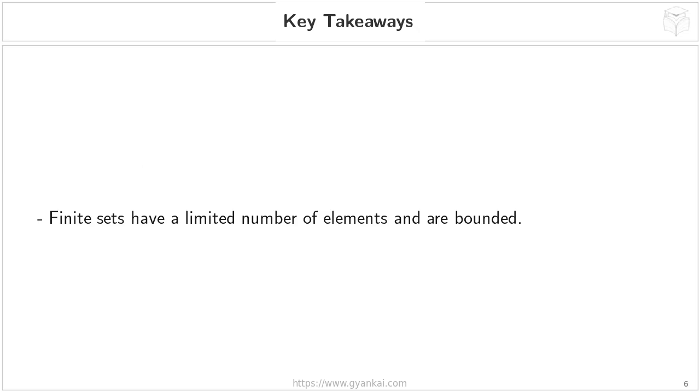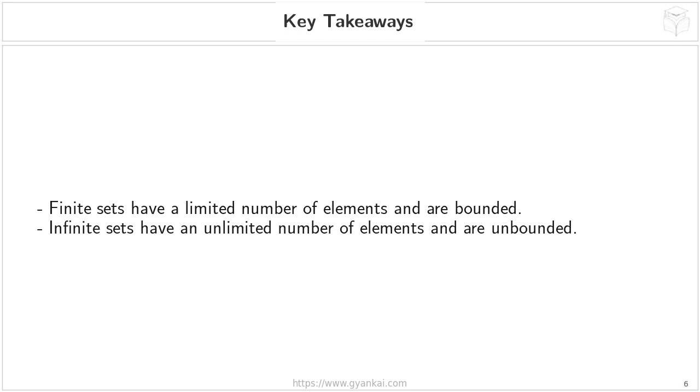Key takeaways. First point, finite sets have a limited number of elements and are bounded. Remember, limited means you can actually count all the elements and eventually stop. And bounded means there's a clear largest and smallest element within the set, a defined beginning and end, so to speak. Think back to the example of vowels, E, I, O, U. We could easily list them all, and U was clearly the last one.